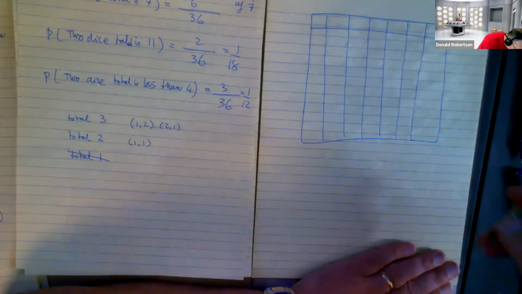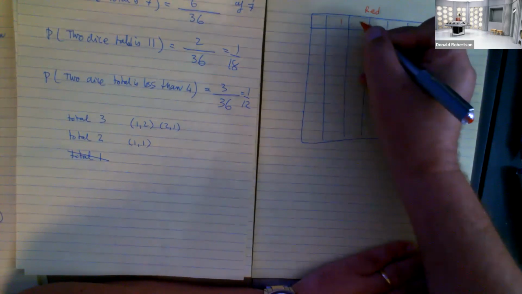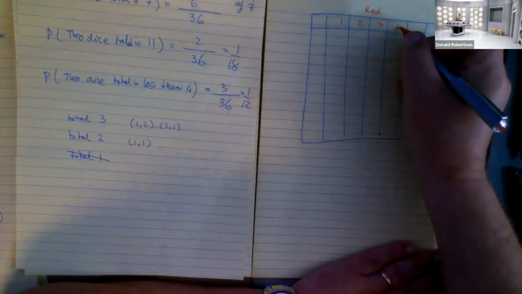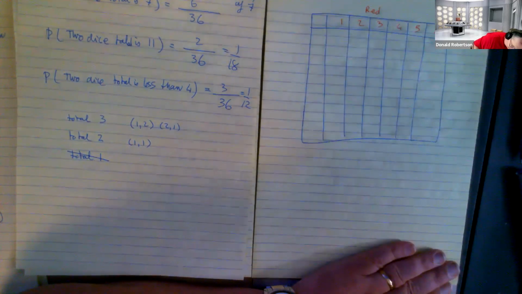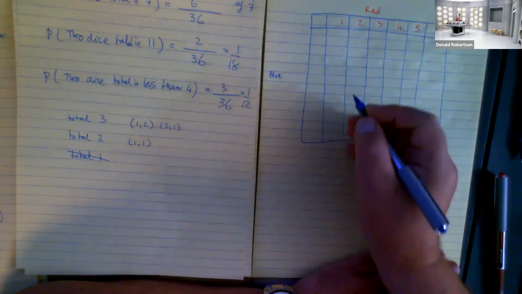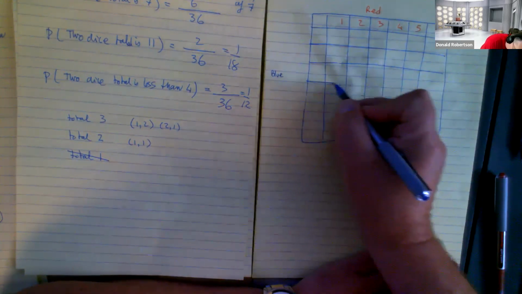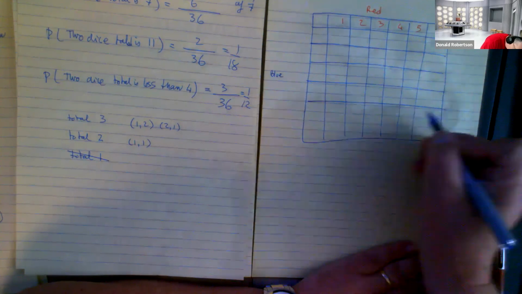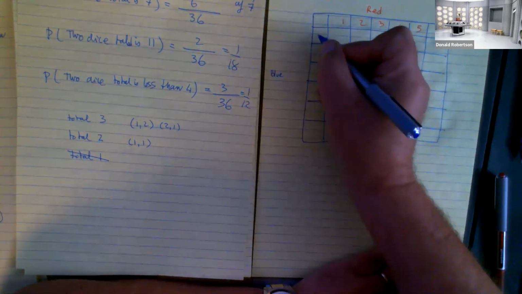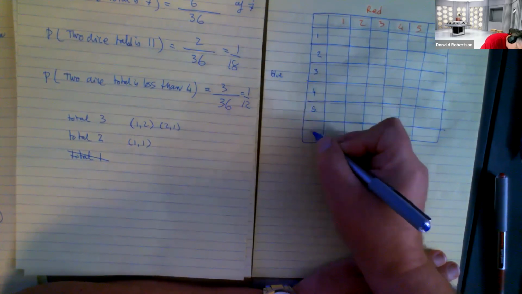So I'm going to have the red dice here. So the red dice is 1, 2, 3, 4, 5, 6. And now I'm going to do the blue dice choices here. That's going to be 1, 2, 3, 4, 5, 6.